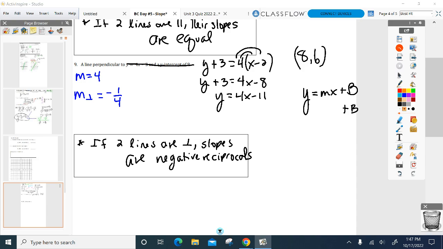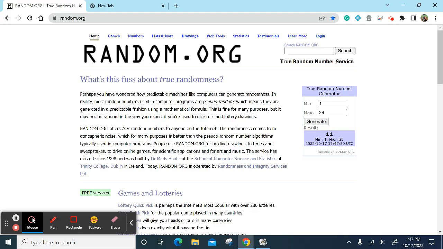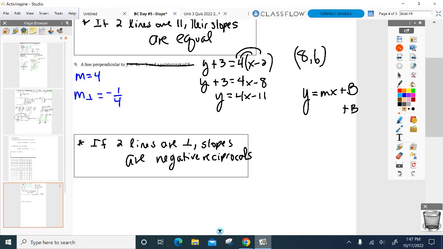All right, what are you plugging in for y? 6. Good. How about the m? 4. Oh, negative 1/4. This is my new line, so I want to use the new slope, negative 1/4. If you use 4, you're telling me they're parallel. And then what about the x value? 8. All right, go to town.